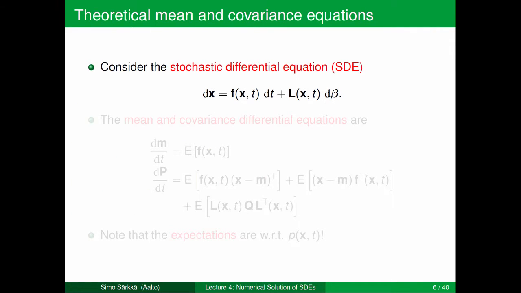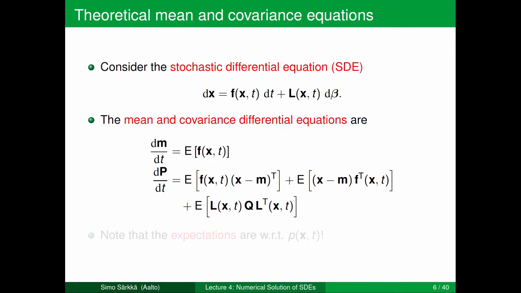So consider this kind of stochastic differential equation, which is dx equals f of x and t times dt plus L of x and t d beta, where beta is a Brownian motion with diffusion matrix Q, or spectral density matrix Q. The mean and covariance differential equations, which we derived during the last lecture, are now given like this. So the time derivative of mean m is equal to the expectation of f of x and t, where the expectation is taken over x.